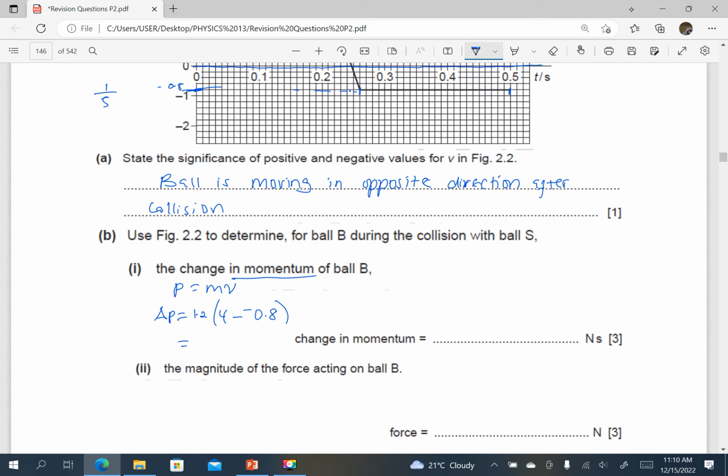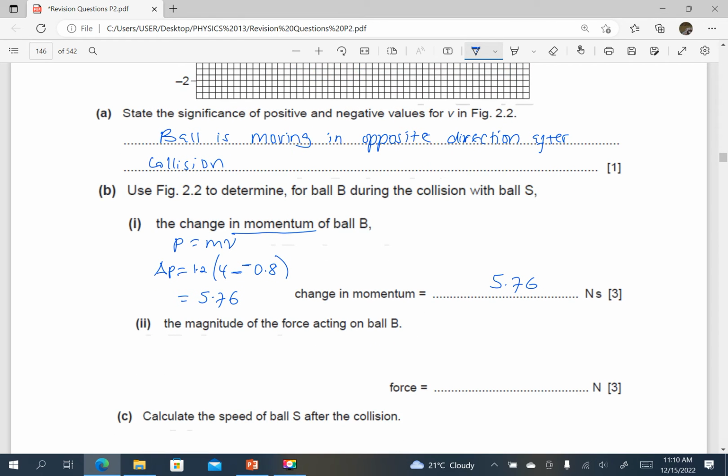And this gives us 4 plus 0.8 times 1.2. So this is giving me 5.76. So the change in momentum is 5.76. Do not forget the minus, the negative sign on that. Then the magnitude of the force acting on ball B.